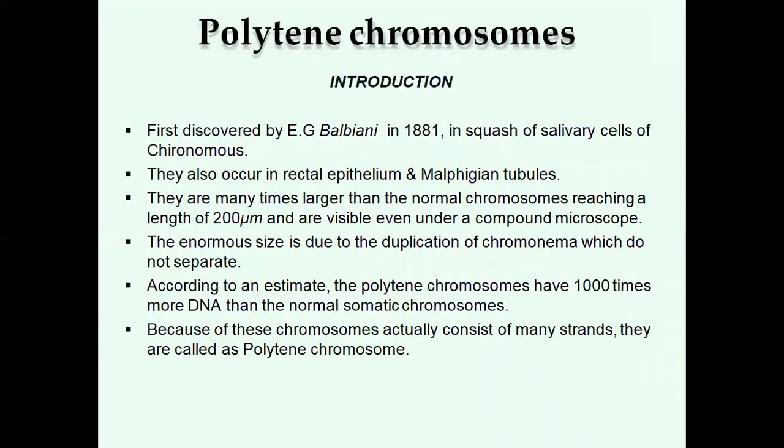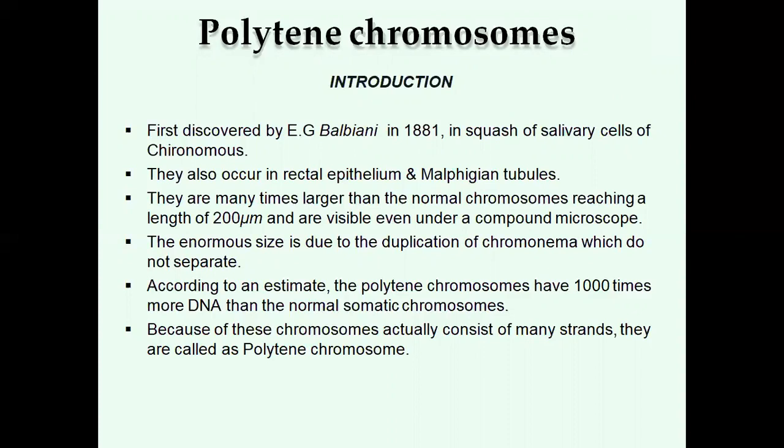The second type of chromosomes is known as polytene chromosomes. These polytene chromosomes were discovered by E.G. Balbiani in 1881 in squashes of salivary cells of Chironomus, and they were also investigated in Drosophila. They also occur in rectal epithelium and Malpighian tubules. So these polytene chromosomes are also called salivary gland chromosomes.